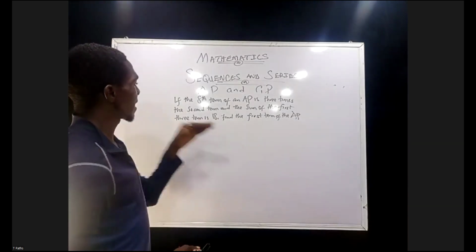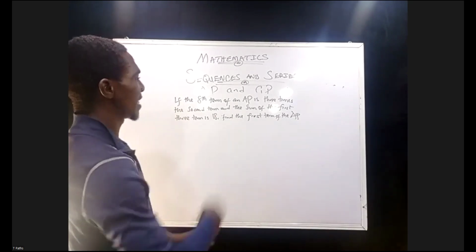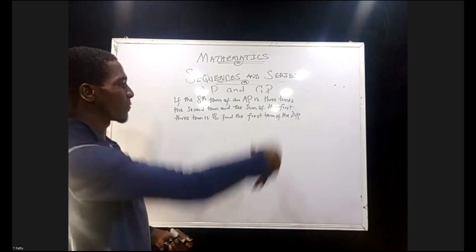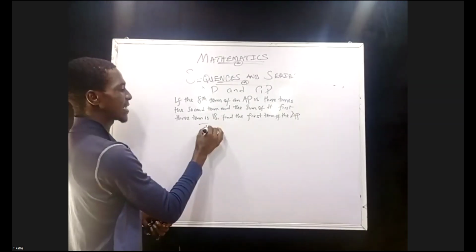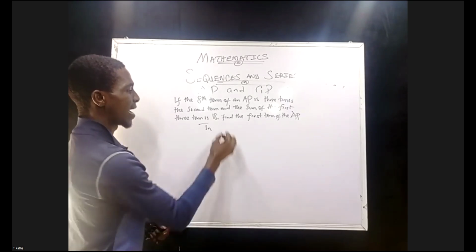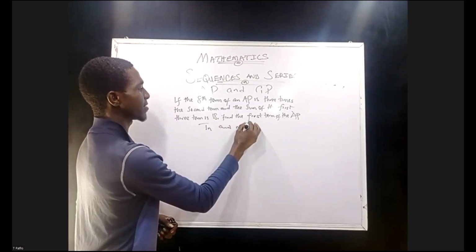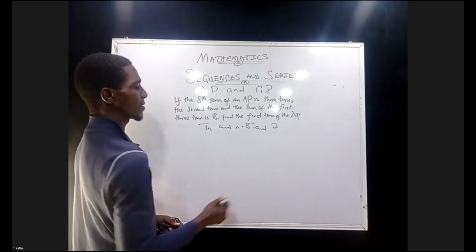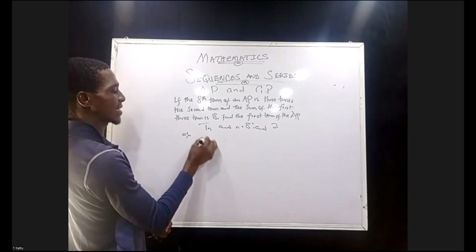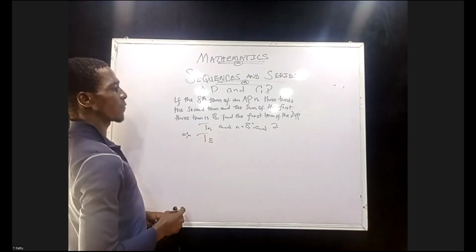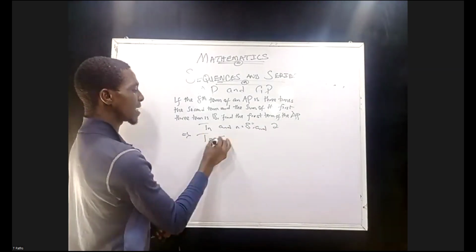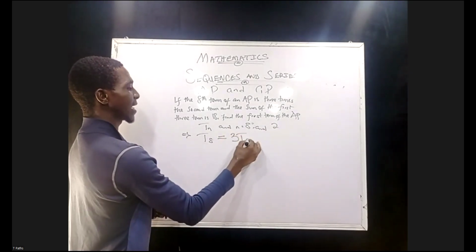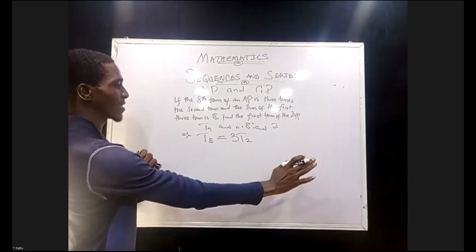The question says, if the eighth term of an AP is 3 times the second term. Now, let's break the first sentence. It says nth term, and n equals 8th term and 2 second term. So this implies that if the 8th term of an AP is, means you are equating it, equals 3 times the second term. This is how you can express that first sentence.